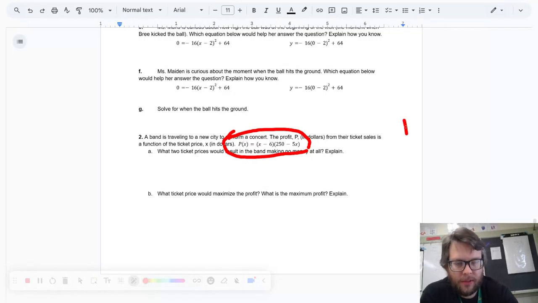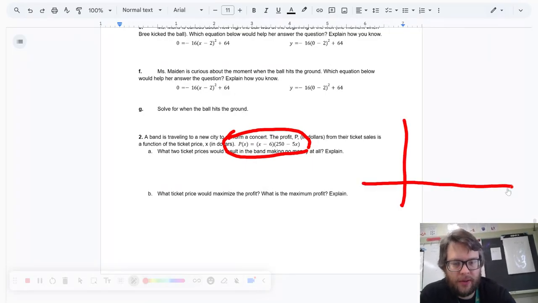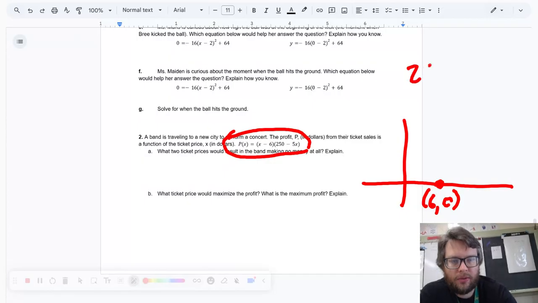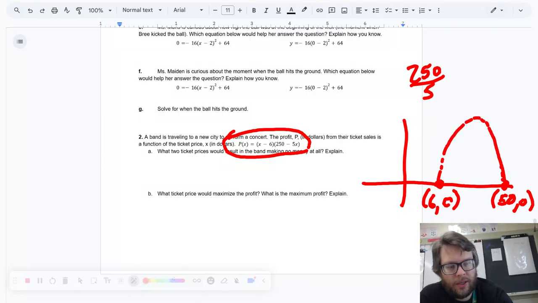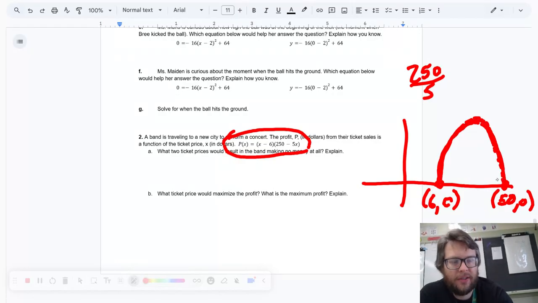This is in factored form, so I know that this is going to be on the x-axis when x is equal to 6 from the first factor, and when x is equal to 250 over 5 from the second factor, which is 50. So those are the two prices that will make no money at all. Presumably, if you charge only $6, you're not making enough money to pay for your expenses, and if you charge $50, maybe nobody's going to come.